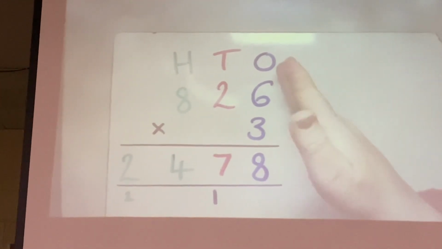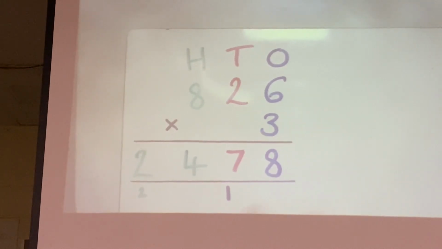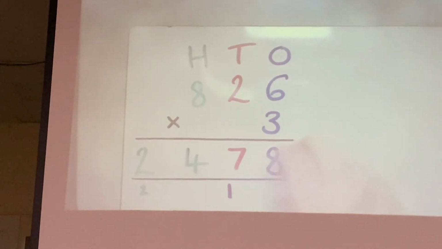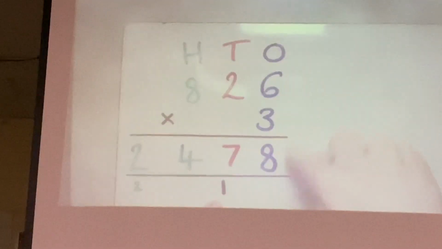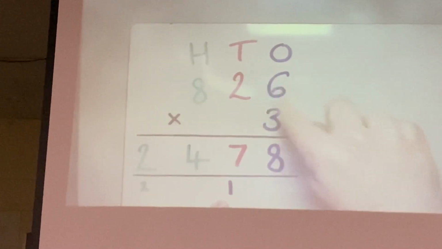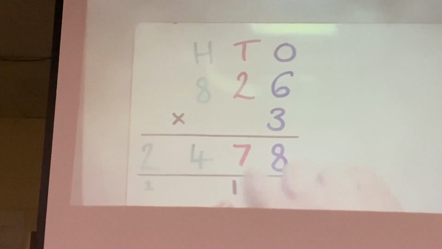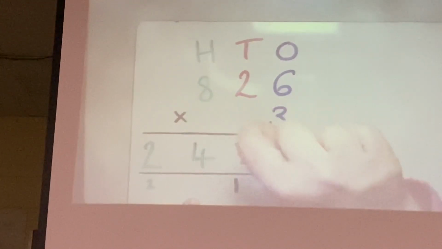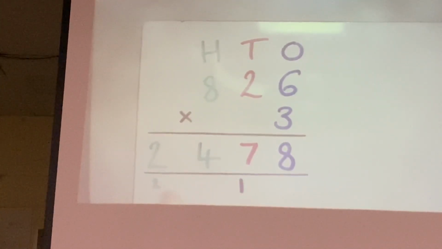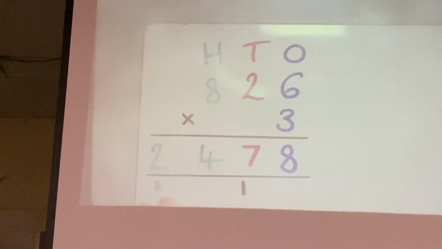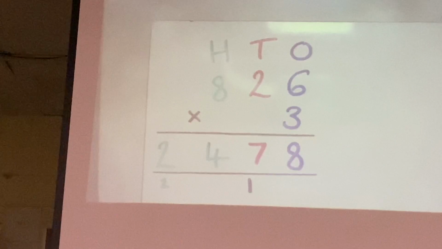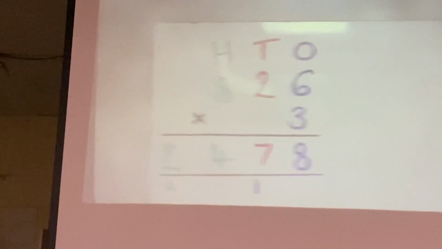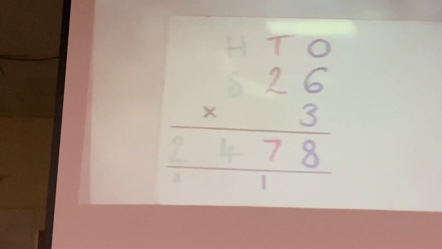So start with your ones. 6 times 3 is 18. They know that they can't put the 18 there, so they carry the 1 under, put the 8 here. 3 times 2 is 6, add your 1 is 7. 3 times 8 is 24. So put the 4 there, carry the 2, there's nothing to add, so put your 2 there. 2,478. I think that's it. Are there any questions about that one?